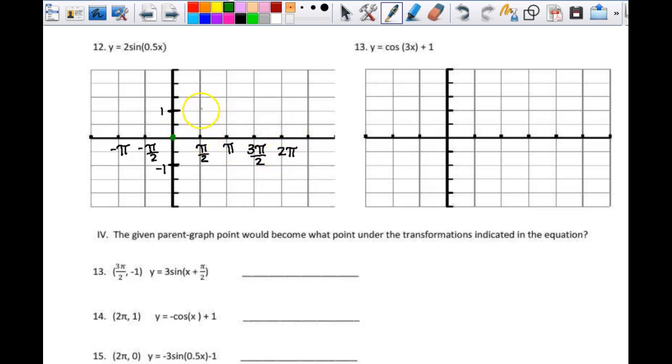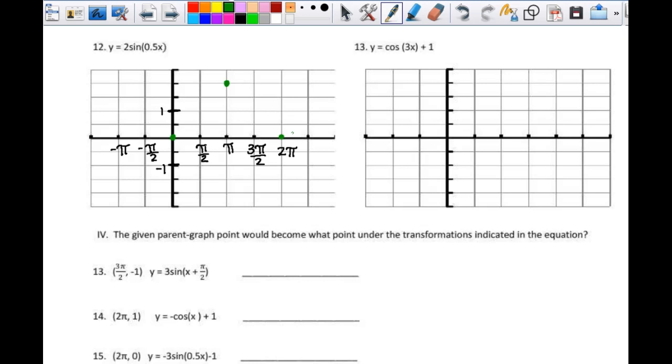So at pi halves, I'd be here at 1. Instead of pi halves, my x value gets multiplied by 2, so it becomes pi. And then the y value gets multiplied by 2, so instead of 1, I'm here at 2. Then at pi, we're back here at 0. My x value gets doubled, so instead of pi, I'm at 2 pi. My y value gets multiplied by 2, but that leaves me here at 0. Okay, so I only have to go to 2 pi, so I'm good there.